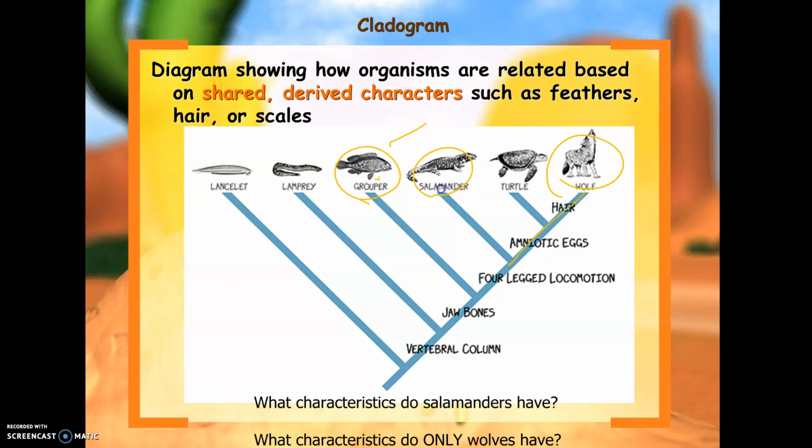So the wolf and the salamander here, but the grouper and the salamander are all the way back here, right? That's where their two lines merge together. So they have an ancestor further back. In fact, the salamander and the wolf have more characteristics in common. The grouper and the salamander only have jaw bones and vertebral column, but the wolf and the salamander have also four-legged locomotion.